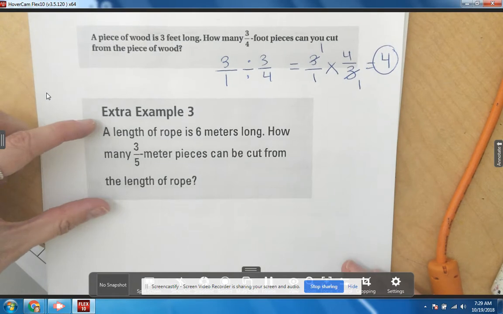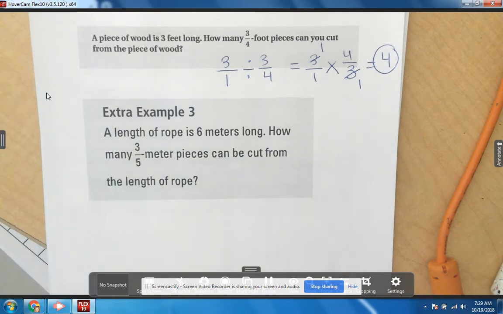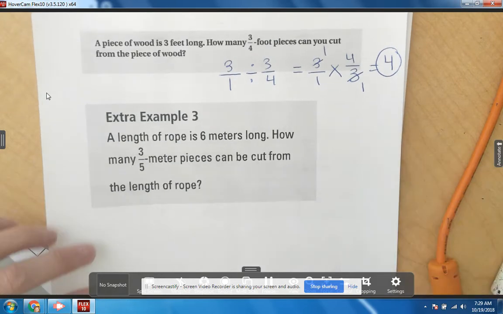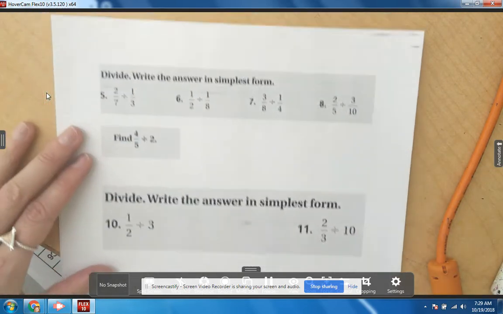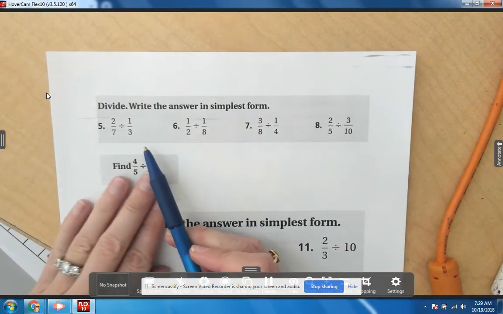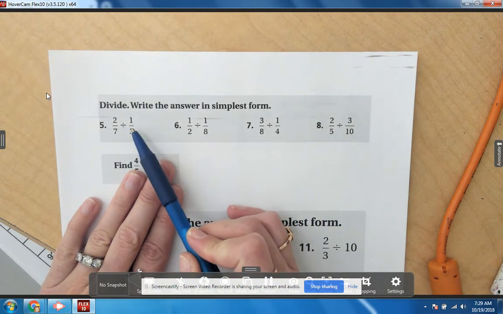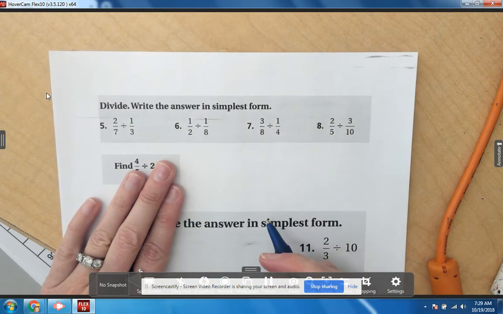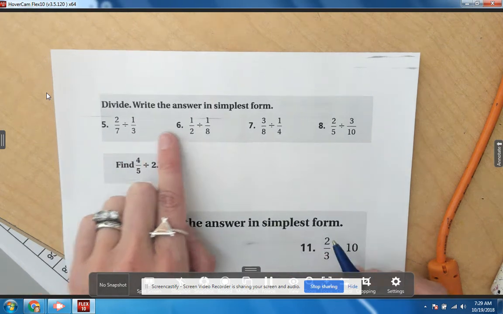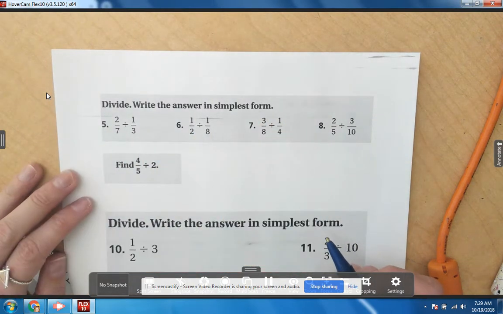I want you to pause and try this one. Figure out which number represents the entire length of the rope, and that's the number that's going to go first. Then you're going to do keep, change, flip, cross cancel, multiply across. So you pause and try this one. Okay, I want you to pause also and try these 4. So you're going to do keep, change, flip, cross cancel if you can, multiply across. So you pause and do all 4 of these on the back.